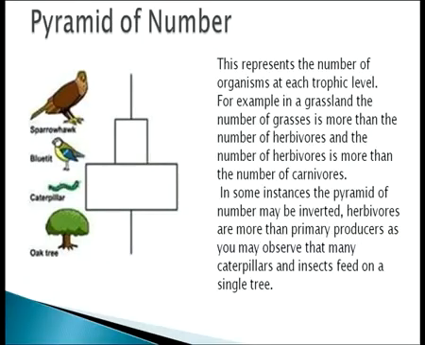Now, first, the pyramid of number. This represents the number of organisms at each trophic level. For example, in a grassland, the number of grasses is more than the number of herbivores, and the number of herbivores is more than the number of carnivores. In some instances, the pyramid may be inverted. The herbivores are more than the primary producers, as you can see in this diagram. There are many caterpillars and insects that feed on a single tree.